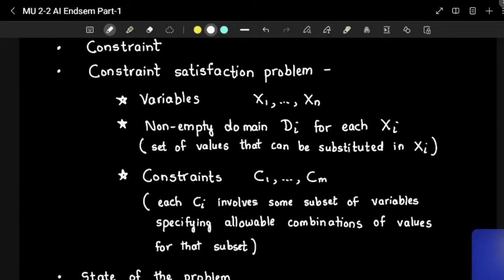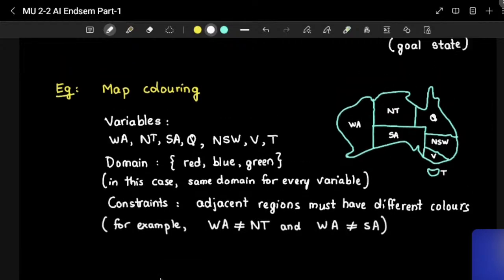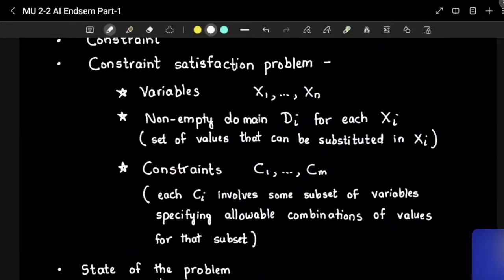For example, we have a map coloring problem. You can express it using constraint satisfaction. You can write the variables, you can write the domain of each of those variables, and write the constraints. I'll show you the CSP of map coloring.